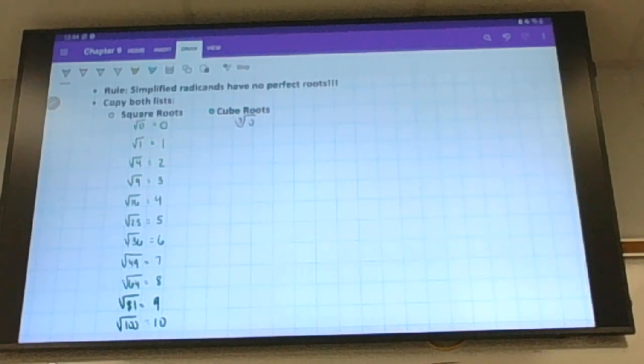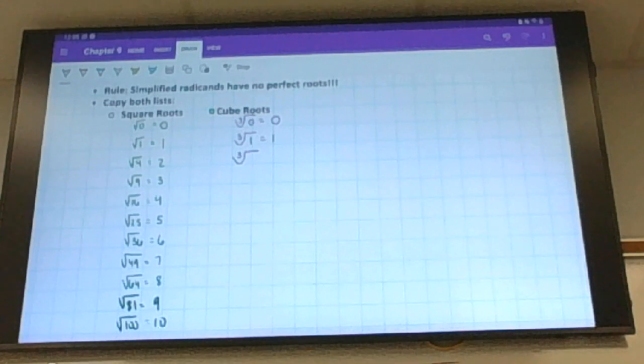Alright, we got the cube root of 0 is 0. Cube root of 1 is 1. What's that? 27. 27 is 1. Very good. But there's another one before 27. 8.